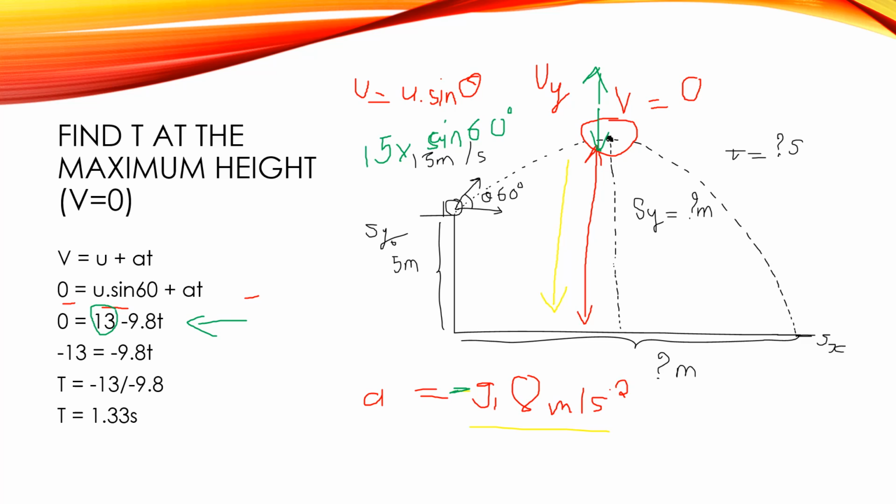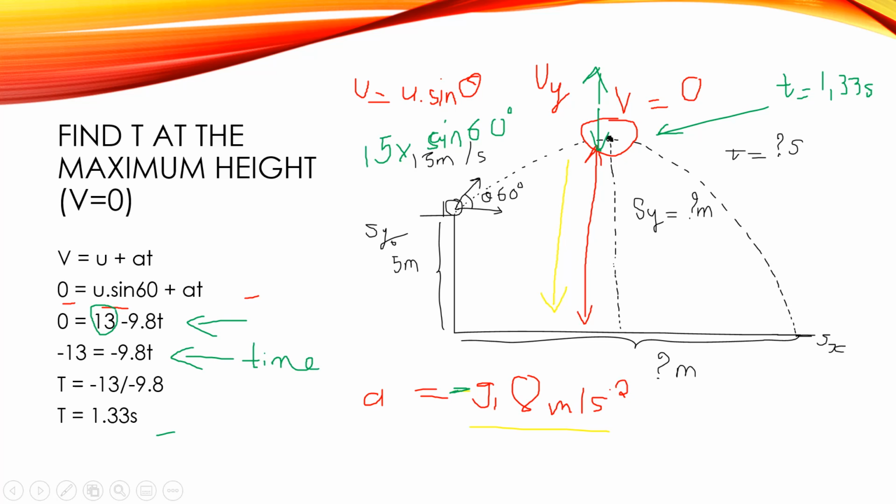Then I have one hidden value, which is time, so I can find the time taken for the ball to reach the highest point here. So I got t equals 1.33 seconds. This means the ball takes 1.33 seconds to reach the highest point here. Okay.